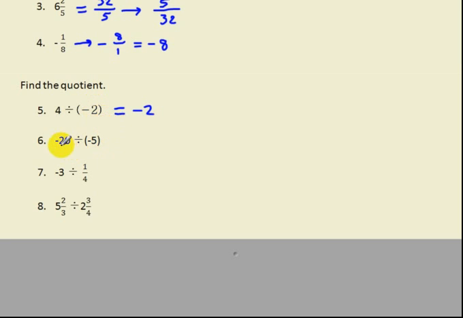Here again, you have 20 and 5. 5 goes into 20 evenly, so really we can just leave it like this, but pay attention to your signs. So negative divided by negative is positive, 20 divided by 5 is 4.